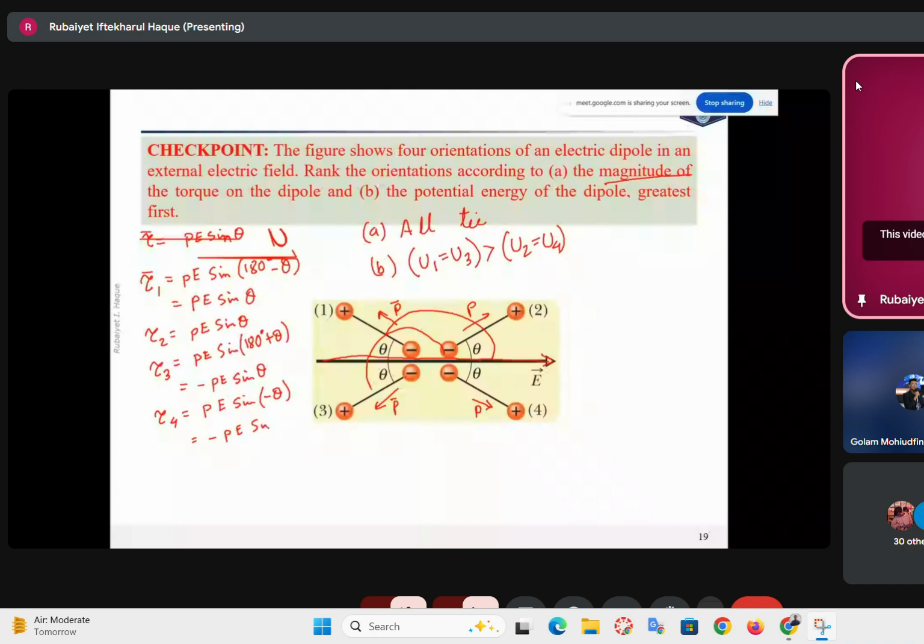But what is our goal? Magnitude. What does magnitude mean? You have to take the modulus. So if you take the modulus of all of these, you will find all of them are the same, because when you take the modulus the negative sign of sin goes away, right? Do you understand where this is going? So if you take the modulus, you will end up having all PE sin theta. So here you are getting all the same. Get the idea? Once you take the modulus, the magnitude of the torque, you will get PE sin theta. So all are equal.